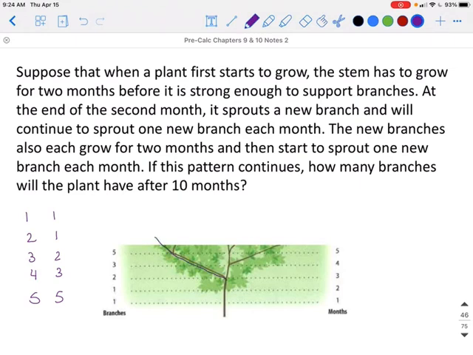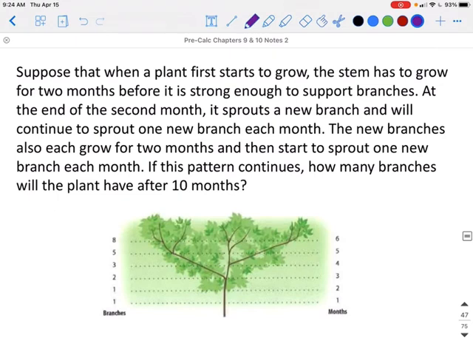Now again, this one has been growing for more than 2 months. It's now grown 1 branch. It's going to be able to grow another one. This one's been growing the longest. It's going to be able to sprout a new one. This has only got a month in, so it will not be able to sprout another one. But this branch has now been growing for 2 months, so it's going to be strong enough to sprout another branch. So now at 6 months, we are up to 8 branches. So if this pattern continues, how many branches will the plant have after 10 months?